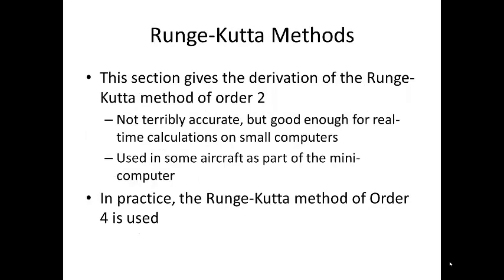So this section really focuses on the derivation of the Runge-Kutta method of order 2. Now that method's not terribly accurate, but it's good enough for real-time calculations on small computers, and in fact it's used in some aircraft as part of the mini computer that comes on board. In practice, you want a little bit more accuracy, and the Runge-Kutta method of order 4 gets used. Of course, the derivation of the Runge-Kutta method of order 4 is quite messy, so the authors present it without its derivation.